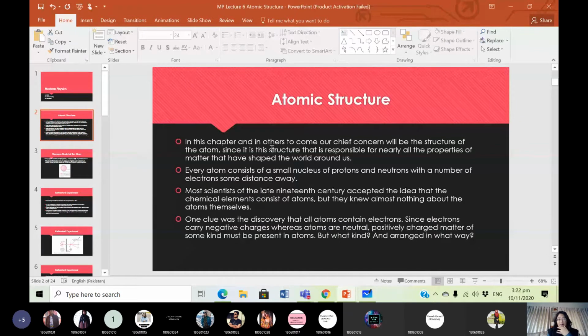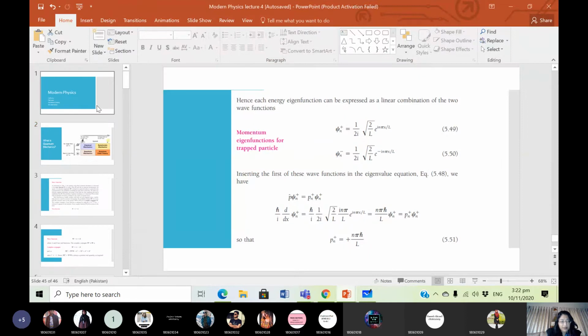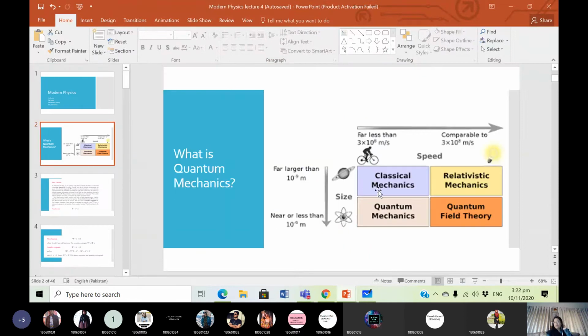So far, what we've been doing is studying particle quantum mechanics. If we go to the slide over here, we did relativity, which is when speeds go very high. We talked about quantum mechanics when the sizes go very small. And quantum field theory is the intersection between relativity and quantum mechanics. Quantum field theory is a totally different course. But atomic structure is now the chapter we'll be doing.